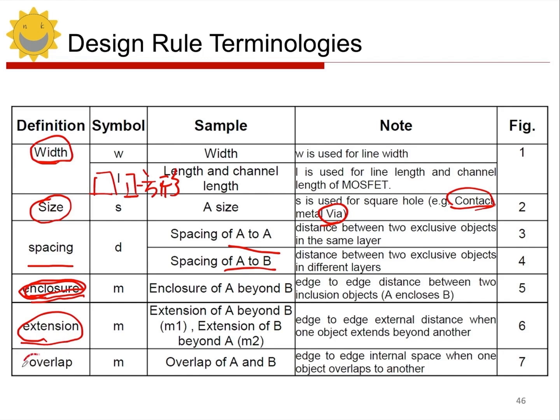The last concept is overlap, which refers to the degree to which two shapes overlap. So, overlap indicates how much they are overlapping.